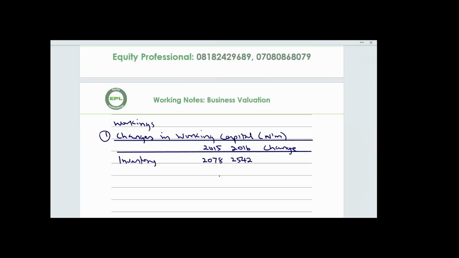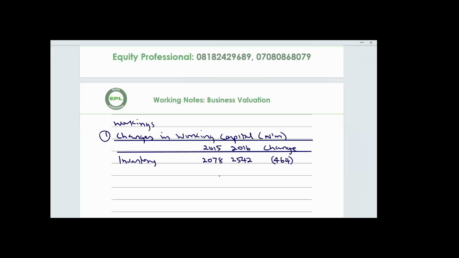Pay attention. In 2015, our inventory was 2078. It has increased to 2542 in 2016. What's the difference? 464. So in 2015, we had inventory of 2078, and in 2016 it has increased to 2542. That means more cash has gone out, so you put it in brackets.